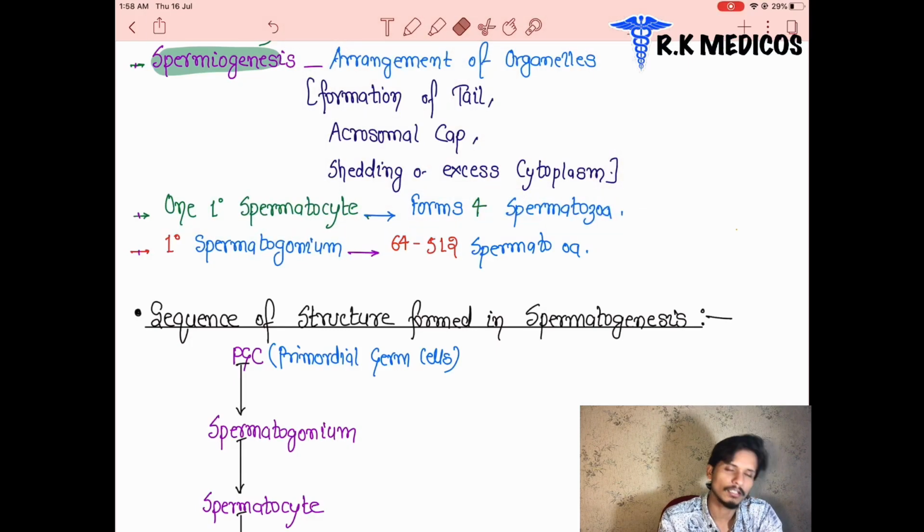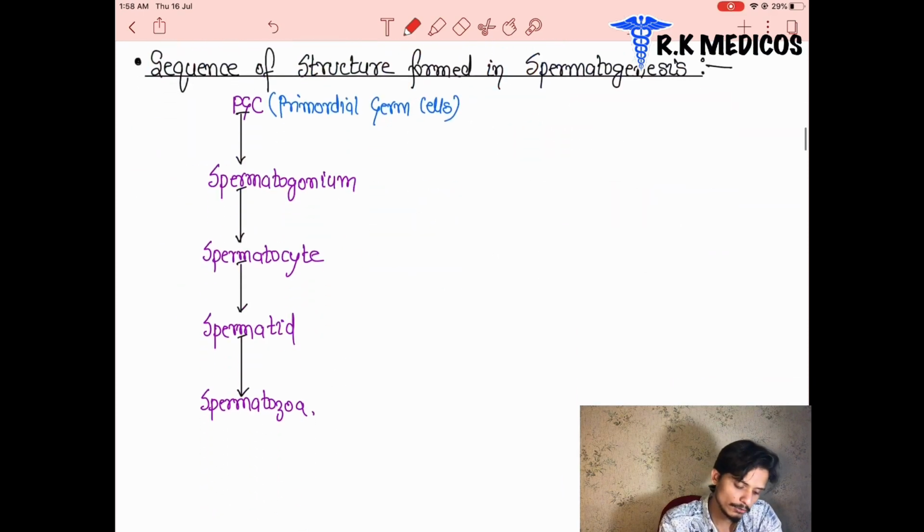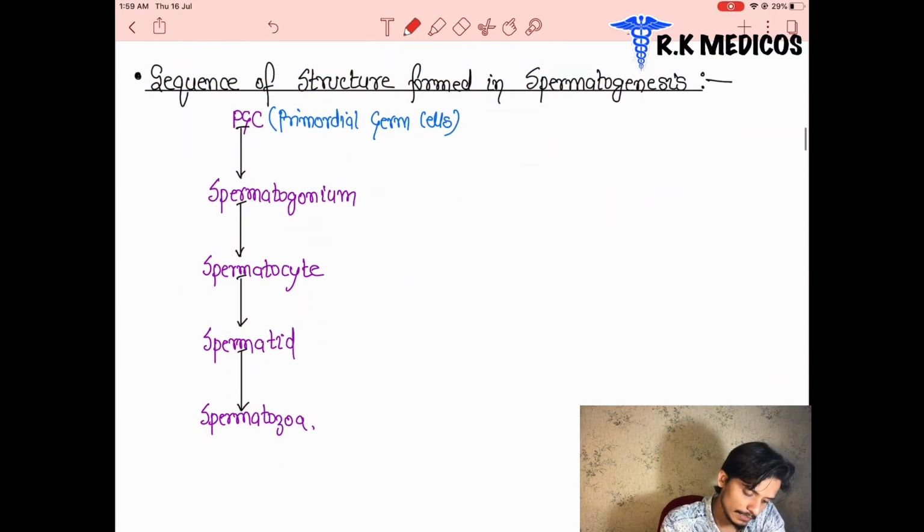In the next section, how the sequence is arranged in the formation of spermatozoa. We can see here the primordial germ cells. Primordial germ cells move into our gonads in which week? 5th week. We can say 5th week. What happened after it?